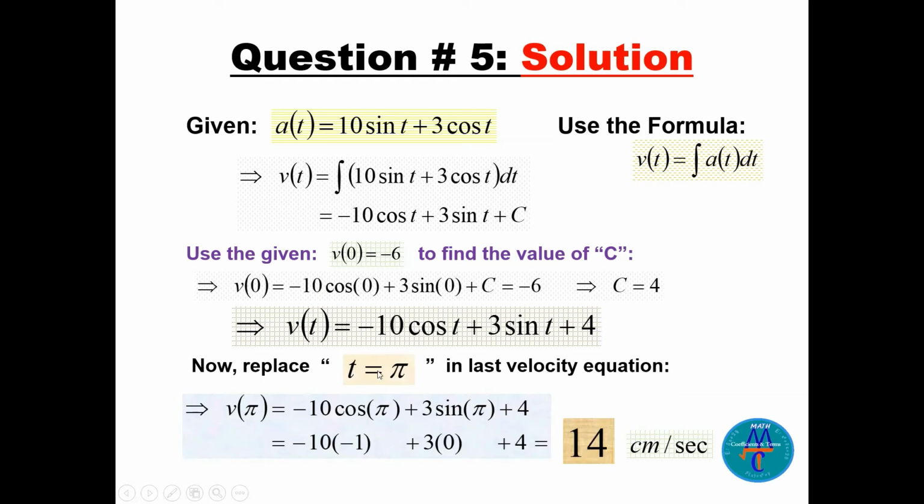Now let's replace t by pi in the velocity equation here. So v of pi will be minus 10 cosine of pi plus 3 sine of pi plus 4. Cosine of pi is minus 1, sine of pi is 0. So this is 14 centimeter per second. This is the velocity at t equals pi.